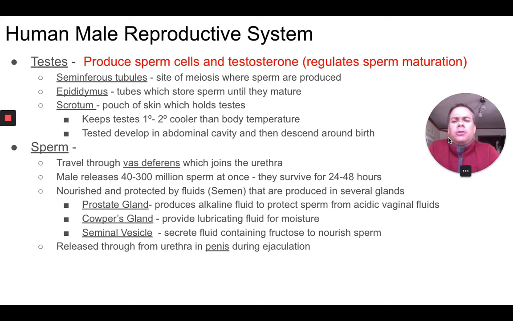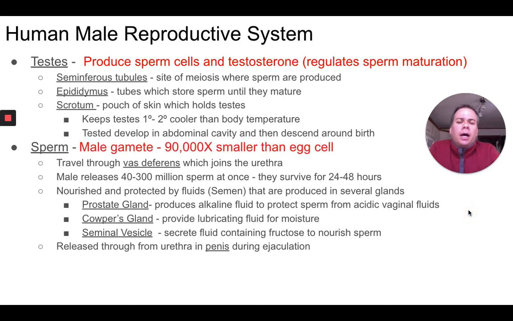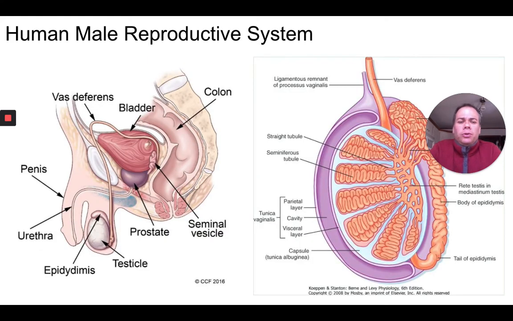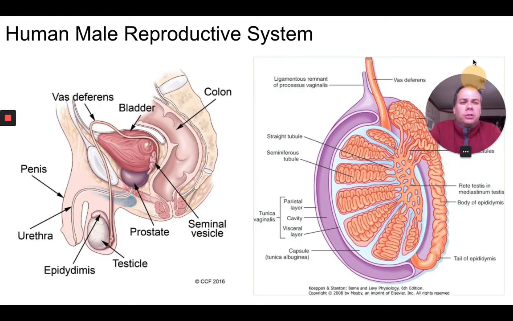So the sperm cells themselves are specialized cells. As we said, they're gametes, they're haploid cells. They're very small. Okay? They're about 90,000 times smaller than an egg cell. And when they leave the epididymis during ejaculation, they travel through a tube called the vas deferens. And I'm going to move on this slide just to show you these structures.